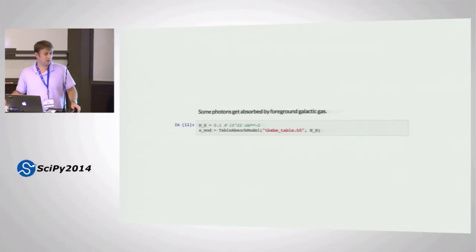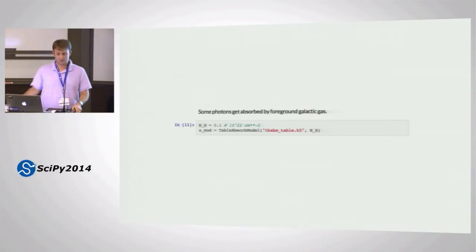Some photons, particularly on the low energy end, the soft X-ray photons, get absorbed by foreground galactic gas. So we have a way of using pretty commonly used models for the absorption cross-section to take that into account.